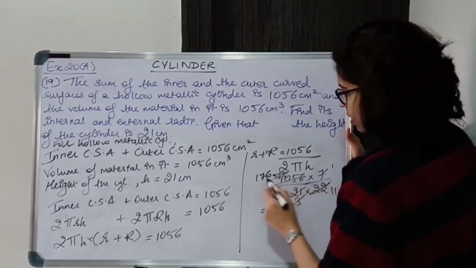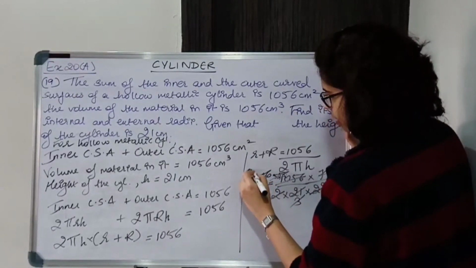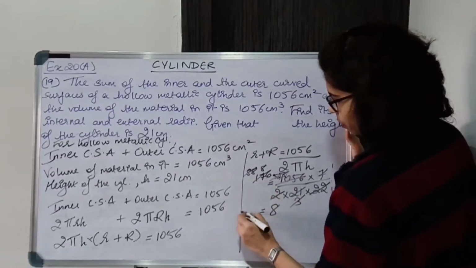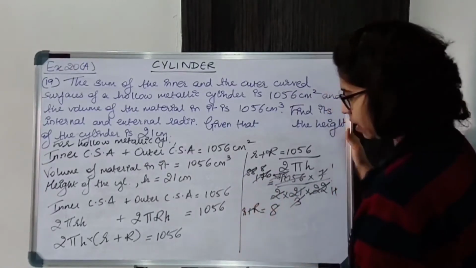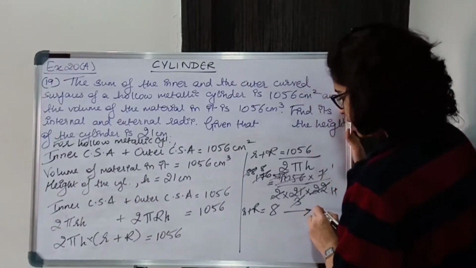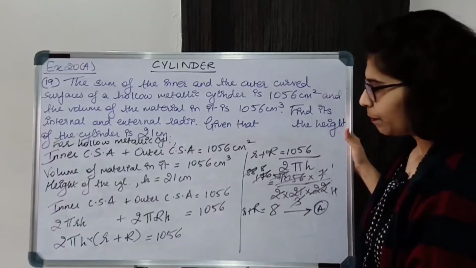2 11s are 22, this will become 8s are 11 8s are 88. So we got capital R plus small r equal to 8. Mark this as A or 1. Okay, I'm marking this as equation A.